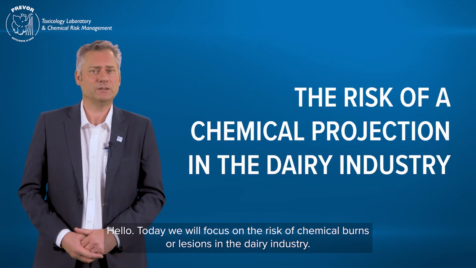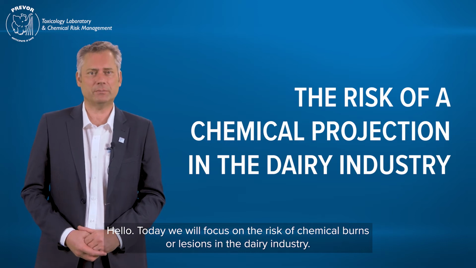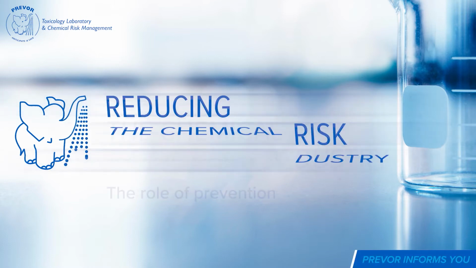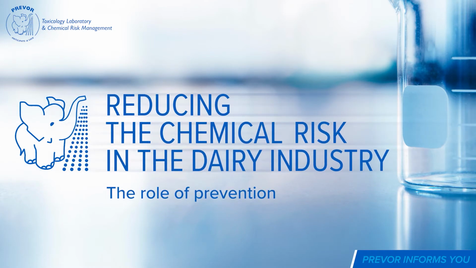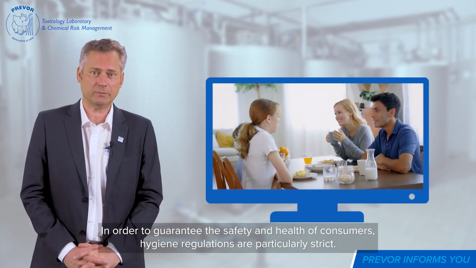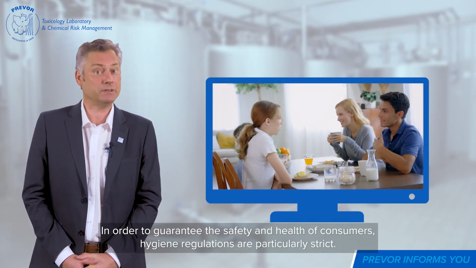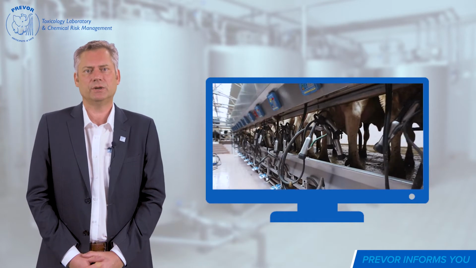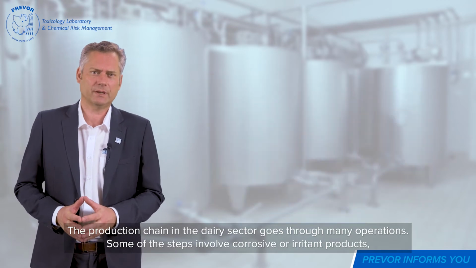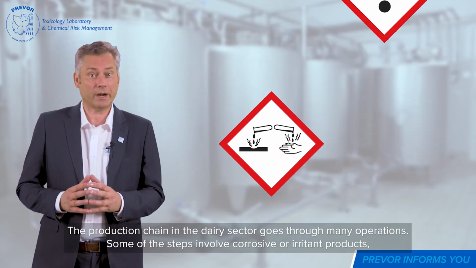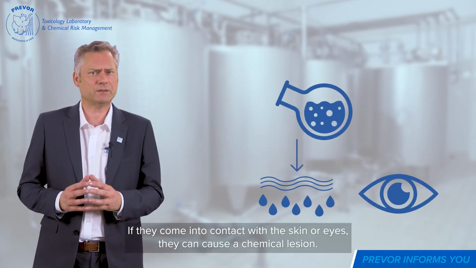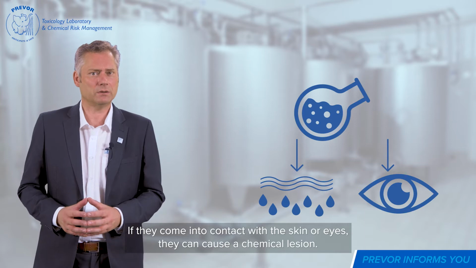Hello. Today we will focus on the risk of chemical burns or lesions in the dairy industry. In order to guarantee the safety and health of consumers, hygiene regulations are particularly strict. The production chain in the dairy sector goes through many operations. Some of the steps involve corrosive or irritant products such as acids or bases. If they come into contact with the skin or eyes, they can cause a chemical lesion.